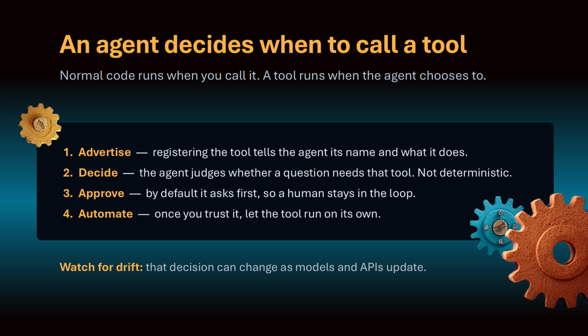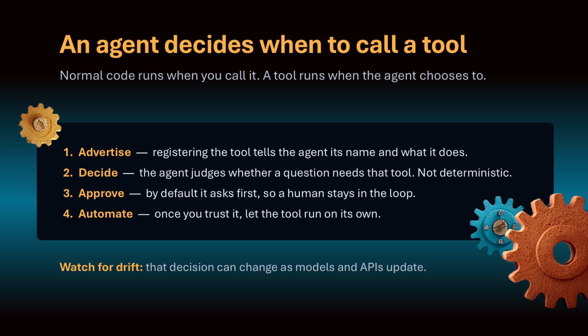Then the agent decides. For each question, it judges whether it needs that tool. The same input won't always make the same call. By default, it asks first. That keeps a human in the loop. And over time, as you trust it, you let it run on its own.